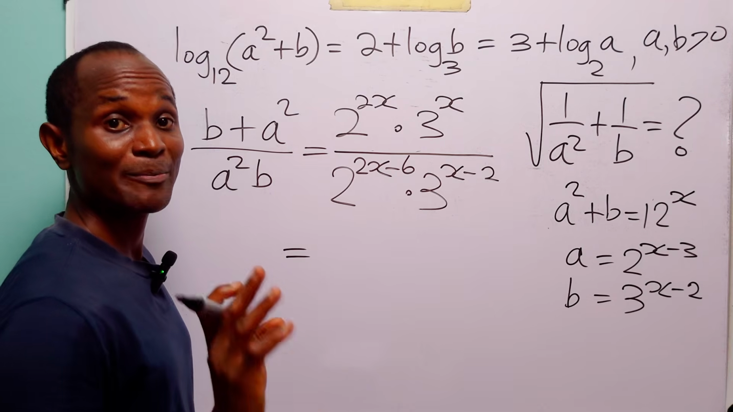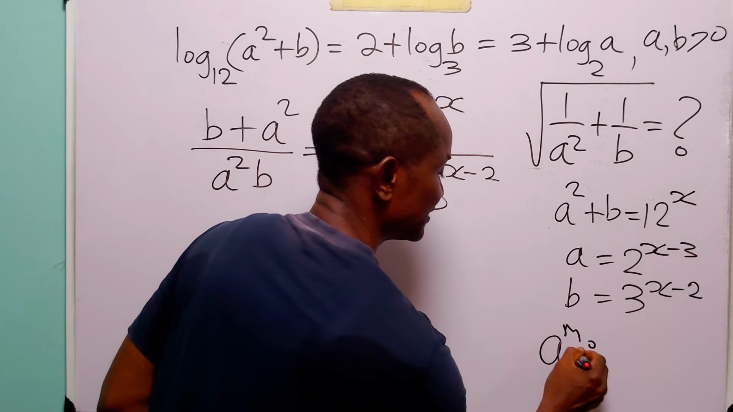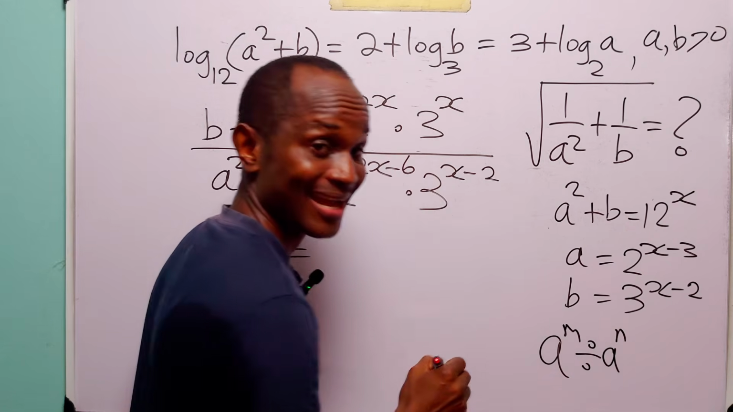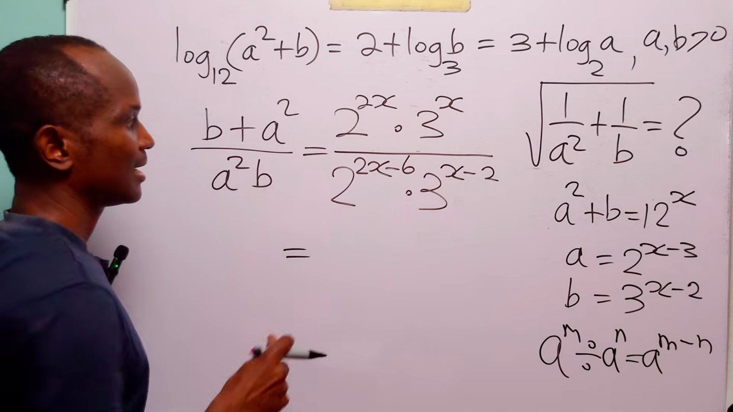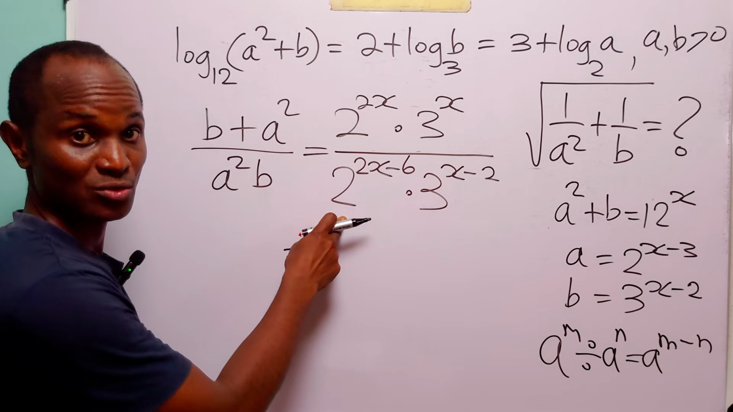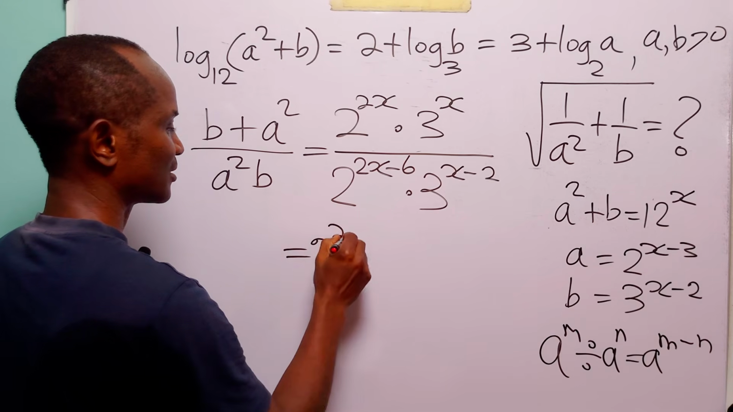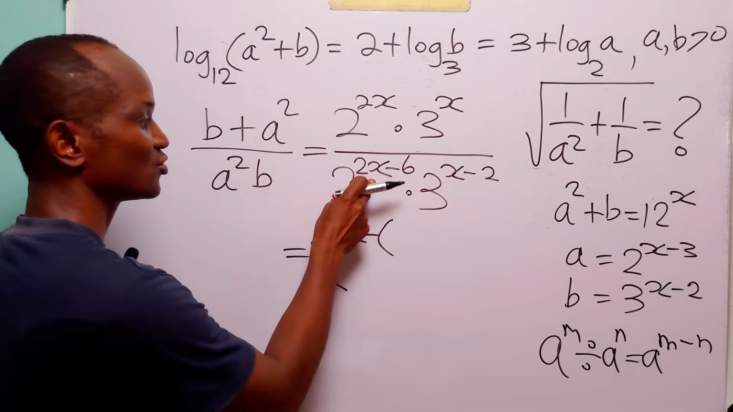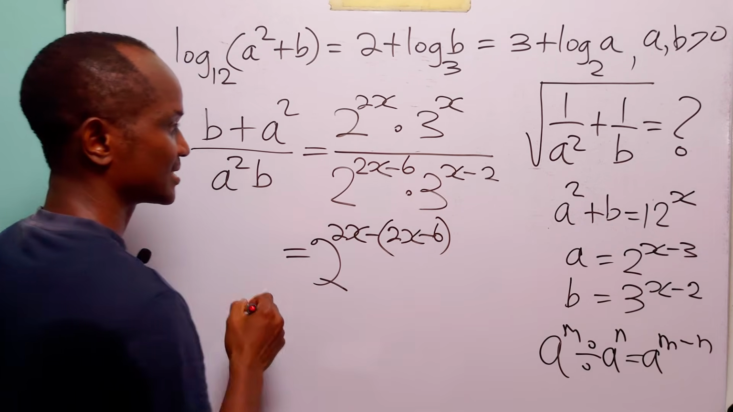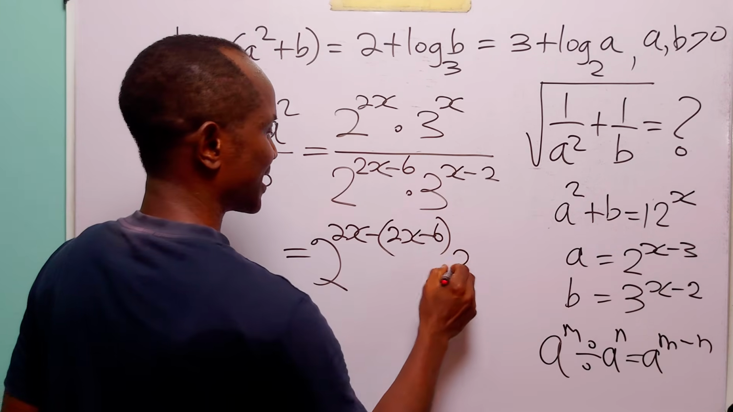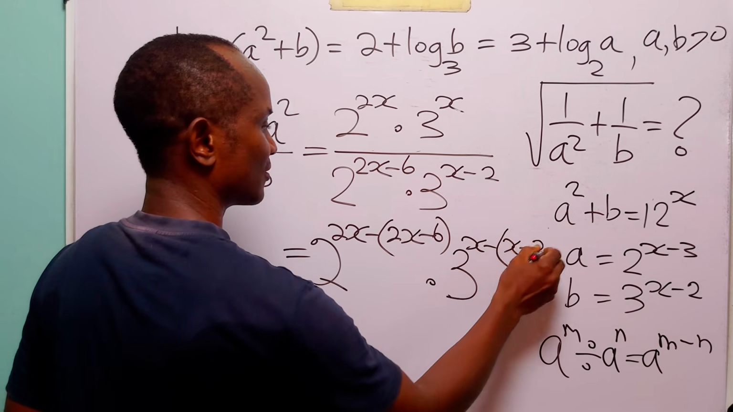Now, at this point, let us remember the law of indices that says that a to the power m divided by a to the power n is equal to a to the power m minus n. Here we have 2 and here we have 2, so we can combine these two. When we do that, we have 2 to the power 2x minus (2x minus 6). And then we have multiplied by 3 to the power x minus (x minus 2).